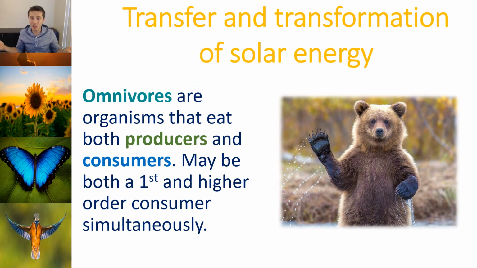There are things, as you look at that, called omnivores, and they do tie in. So they're organisms that will eat both producers and consumers, and these may be both first and higher order consumers simultaneously, okay? So they may be eating that plant material and therefore a first order consumer, but they can be a second order consumer as well because they're eating those other consumers, so those herbivores themselves.